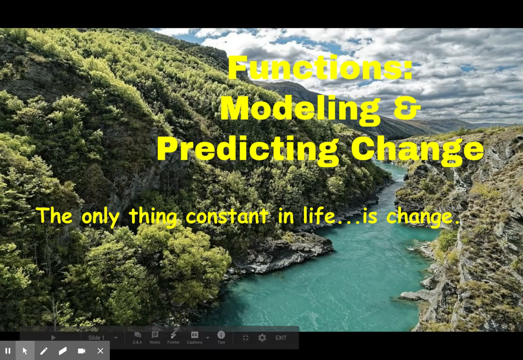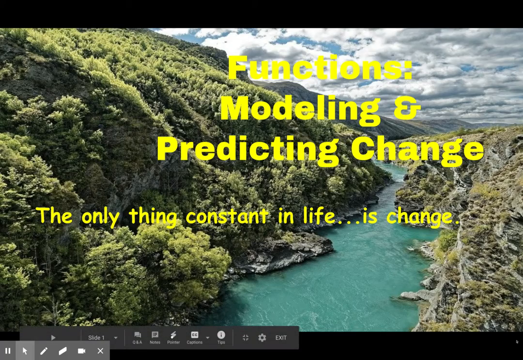Hello, everybody. Today we're going to start a new unit in math, and it's one that's going to be with us for quite a bit of time during this year. It's called functions. And functions are used for modeling and predicting change because the only thing that is constant in life is change. And so, what we want to do is to be able to use mathematical functions to create models and predict change. And not only model and predict change, but see if we can find solutions to the problems that change causes in the world today.